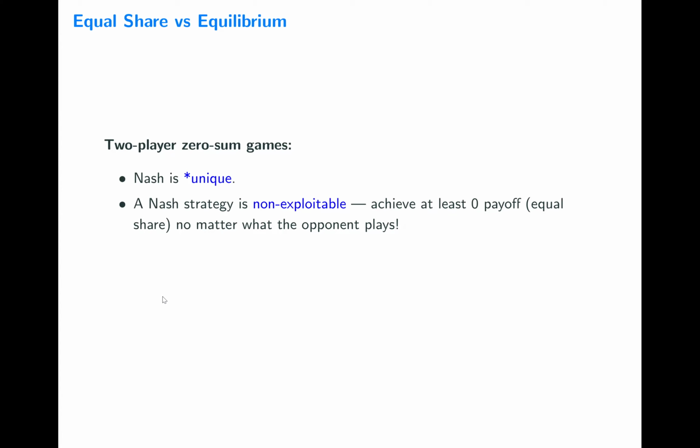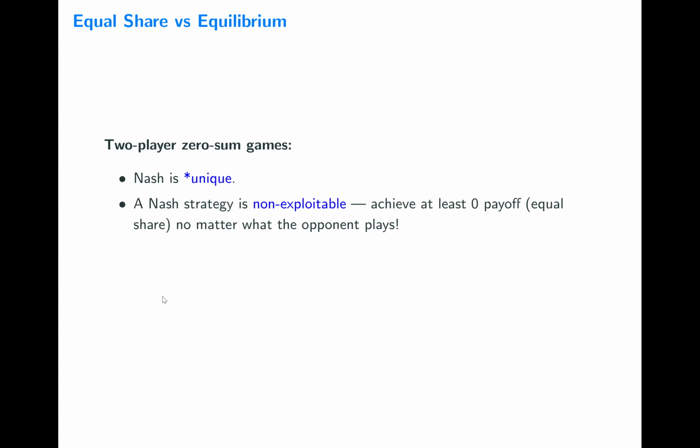And furthermore, the Nash strategy is also known to be non-exploitable. This goes back to the very first question I think people asked in the Zoom, that is, is there some property of Nash that can ignore what your opponent is playing? And this is basically that property. If you're playing Nash strategy in 2-player zero-sum games, you can at least achieve 0 payoff. That is, you will at least draw with your opponent. You will never lose, no matter what your opponent is playing.